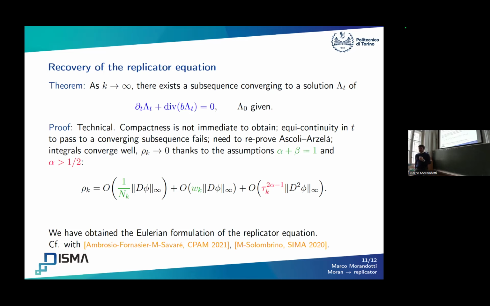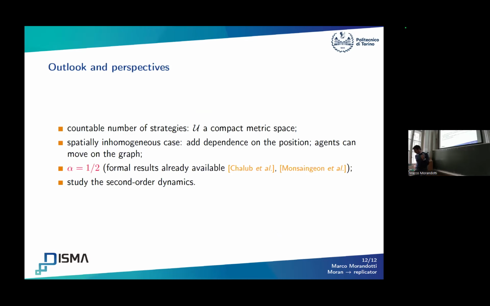And this one, as I announced at the beginning, is indeed the Eulerian formulation of the replicator equation, which was dealt with in these papers. So I think it's maybe time to wrap up and conclude. Maybe I'm a bit early, but I think it's fine.